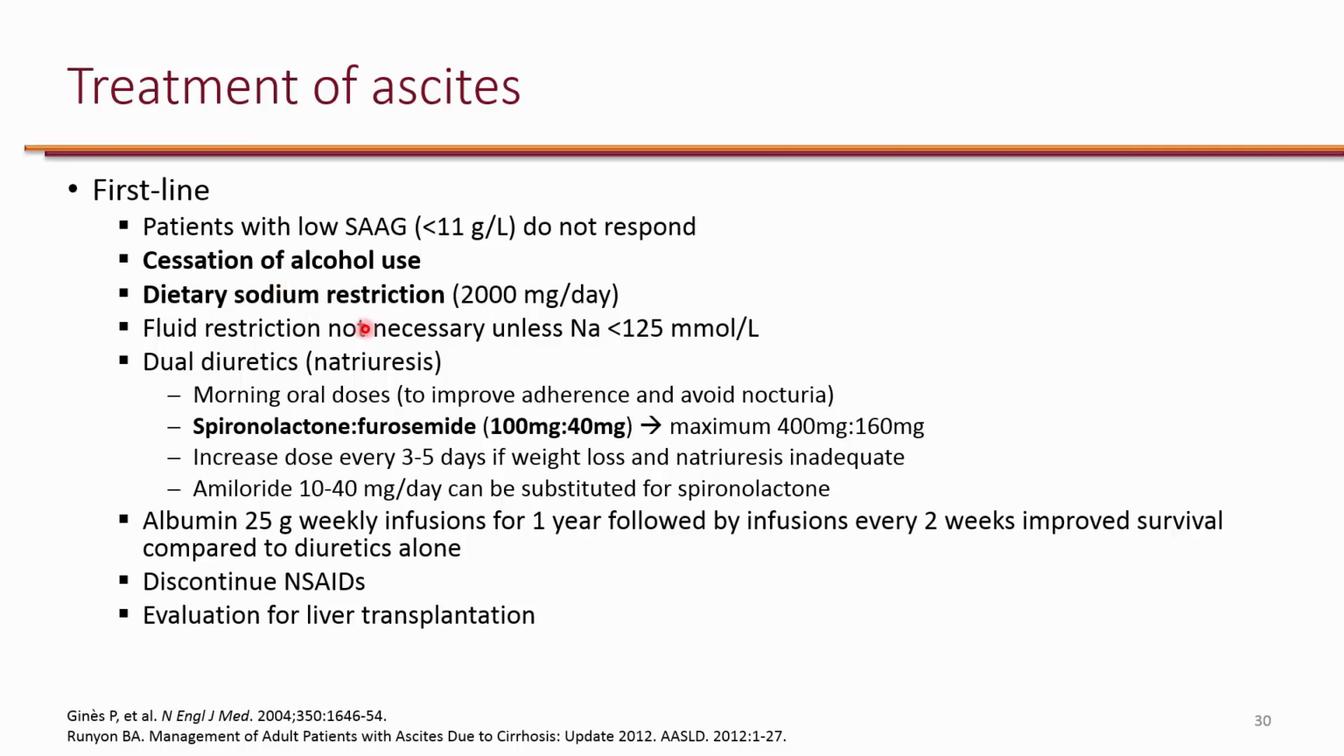Then dietary sodium restriction is very important. So we do want to restrict sodium to 2 grams a day, 2,000 milligrams a day. Fluid restriction is not necessary unless sodium is less than 125. In fact, chronic hyponatremia in cirrhotic ascites patients is usually not morbid unless it is rapidly corrected at the time of liver transplantation, for example. So if they have mild hyponatremia, it's not a reason to have fluid restriction. Fluid restriction typically doesn't work.